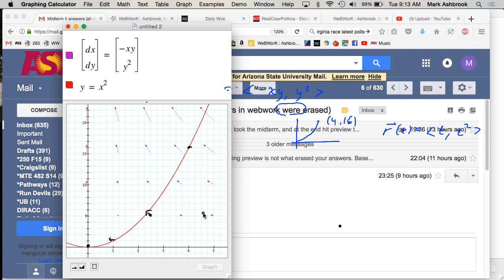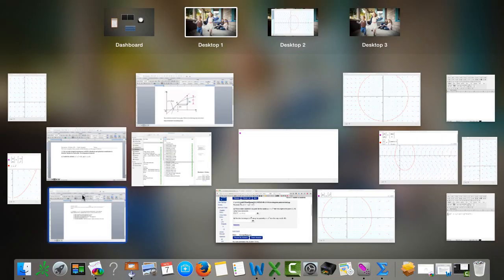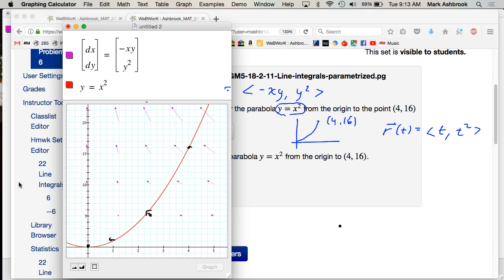So what do we think about this? What do we think about the value of this line integral based on these vectors? So really tiny, kind of to the left there. What would we guess about this line integral? What would you think?